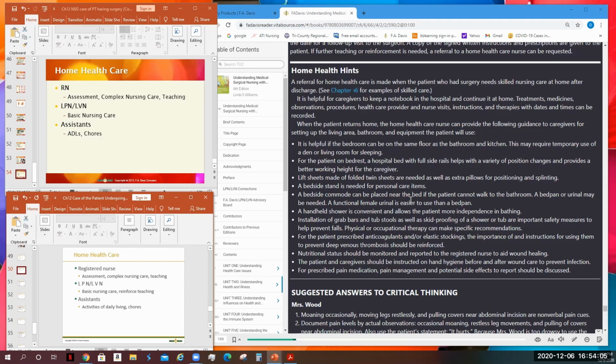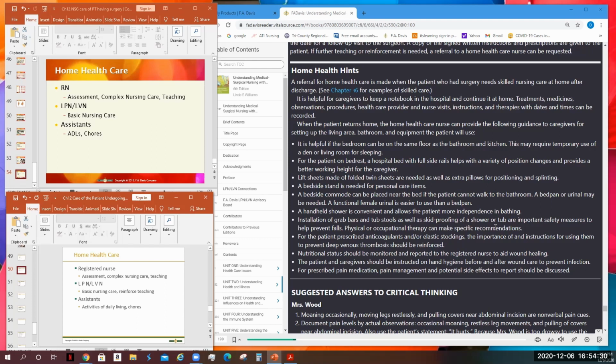A handheld shower is convenient and allows the patient more independence in bathing. Installation of grab bars and tub stools, as well as skid proofing of a shower or tub, are important safety measures to prevent falls. Physical or occupational therapy can make specific recommendations.